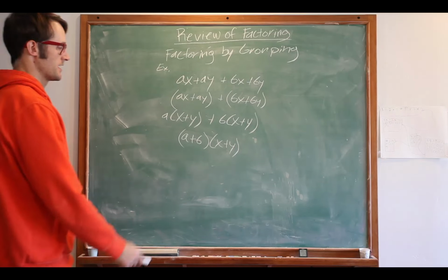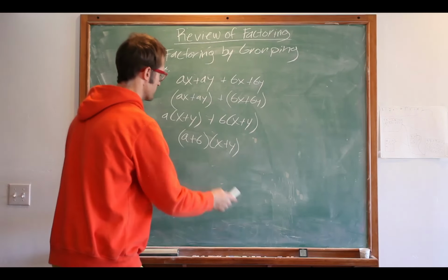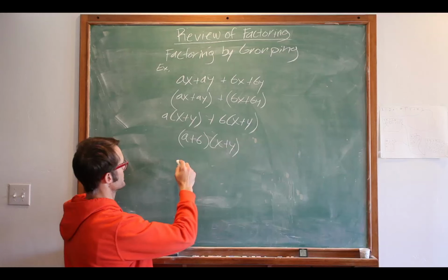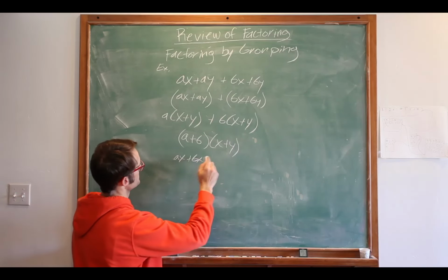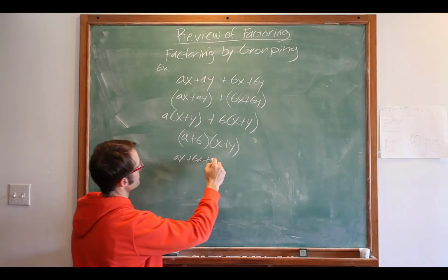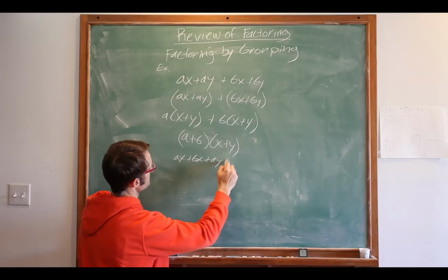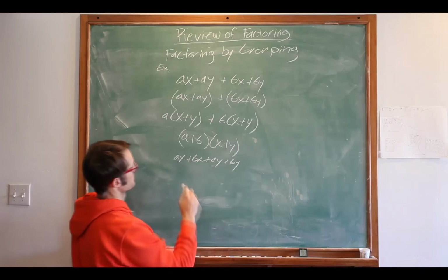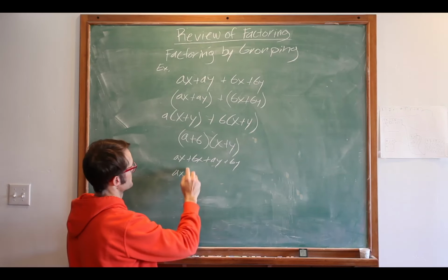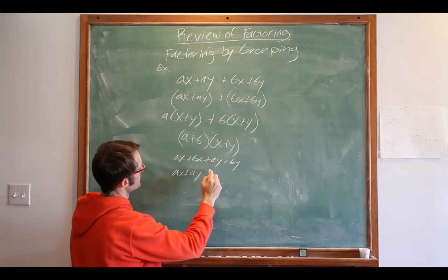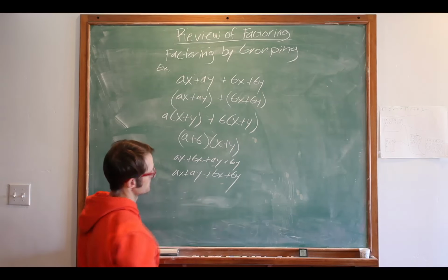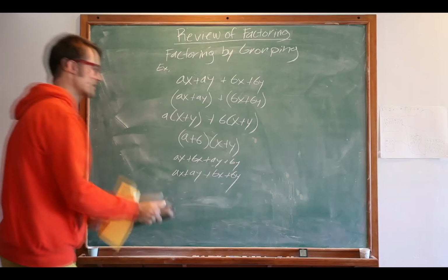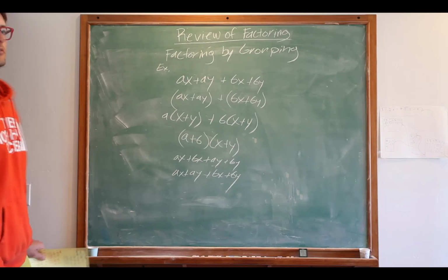And if you actually want to validate that this is true, we can do the multiplication back so you can FOIL it. So ax plus 6x plus ay plus 6y, and then rearrange: ax plus ay plus 6x plus 6y. And that is proof that the technique works.